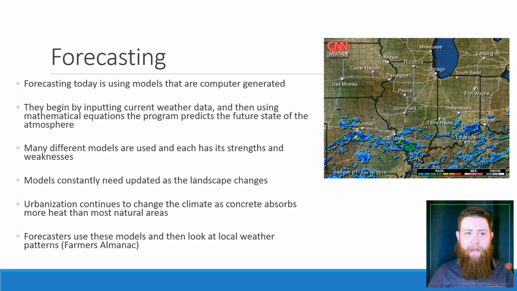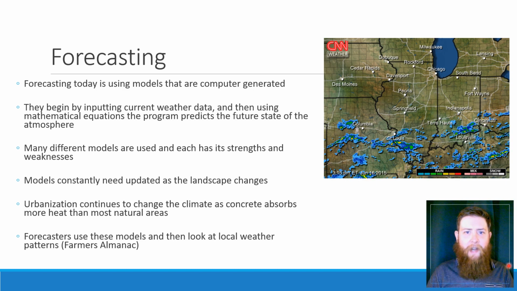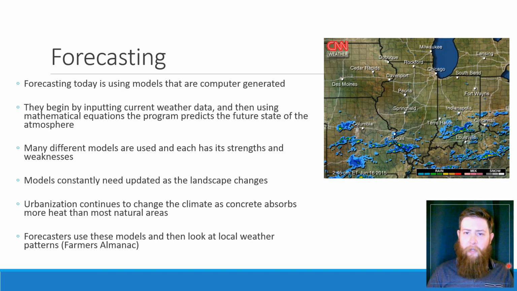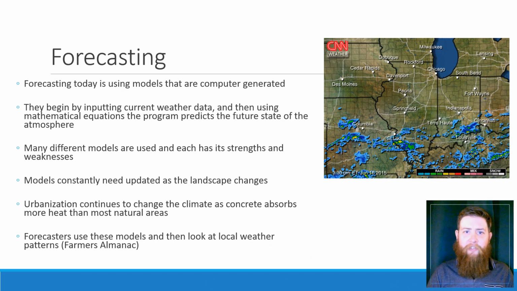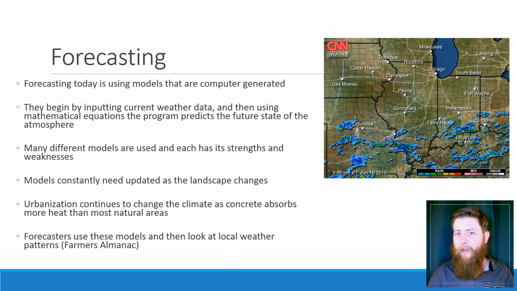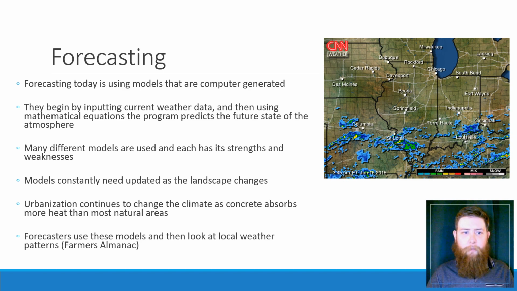As we get more urbanization in areas, we get changes in climate, as we get more concrete, absorbing more heat than in natural areas. But we use these computer models, and then we still use local weather patterns, things like your farmer's almanacs, to see what happened last year and base the weather off of what's going to happen this year. If it was a colder winter, then it's probably going to be a colder spring. So we can do these regional trends.